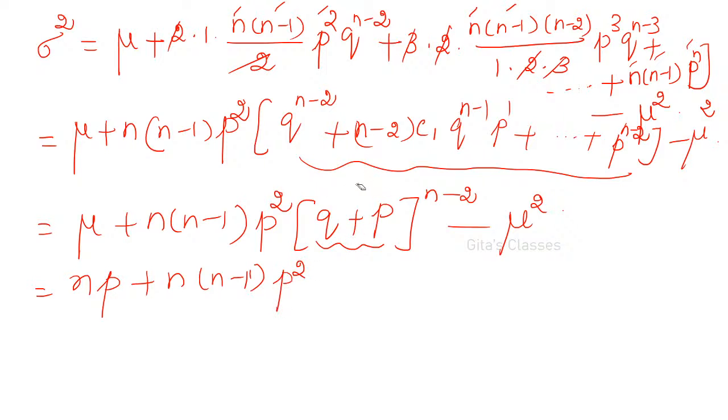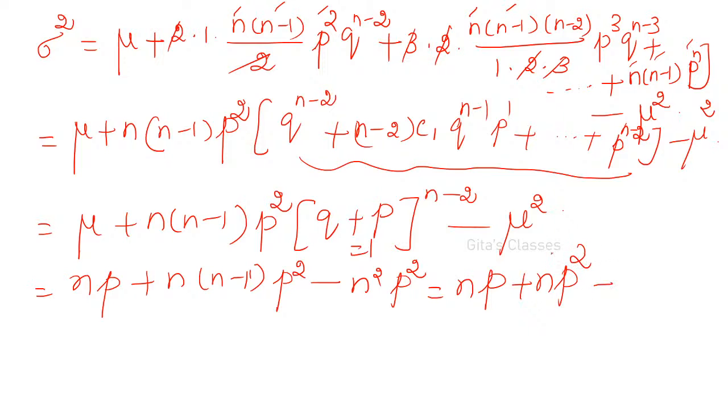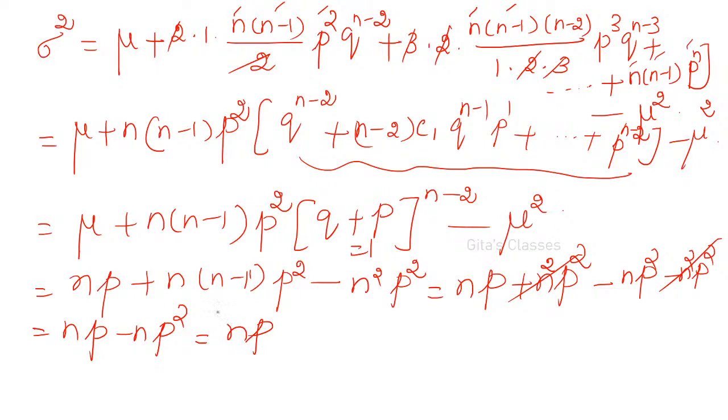This is equal to 1. Q plus P is equal to 1. Okay. So this value will become 1 power n minus 2. So minus n squared p squared, which is equal to np plus np squared minus n squared p squared. N into n is n squared into p squared. So plus n squared p squared minus np squared minus n squared p squared. So plus n squared p squared and minus n squared p squared will get cancelled, which will be equal to np minus np squared, which is equal to np is common. You can take it outside. So into 1 minus p.